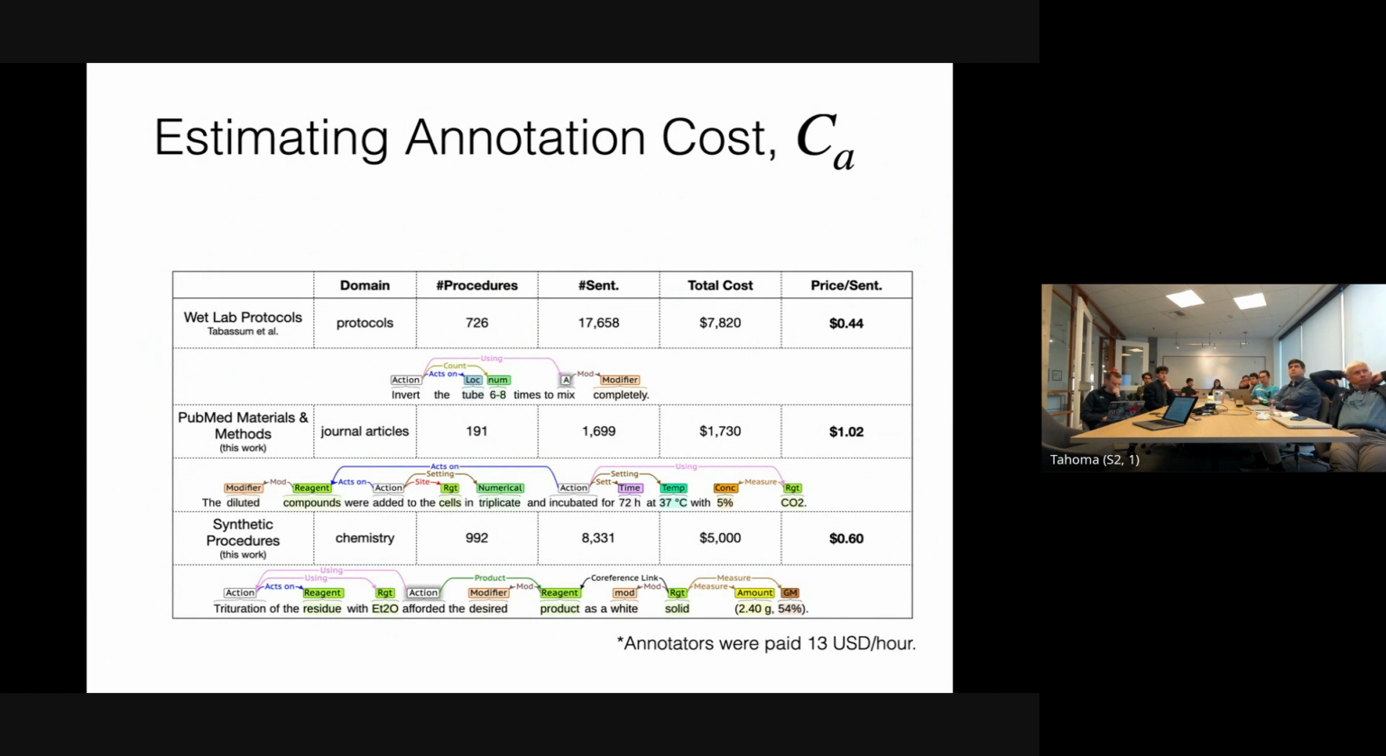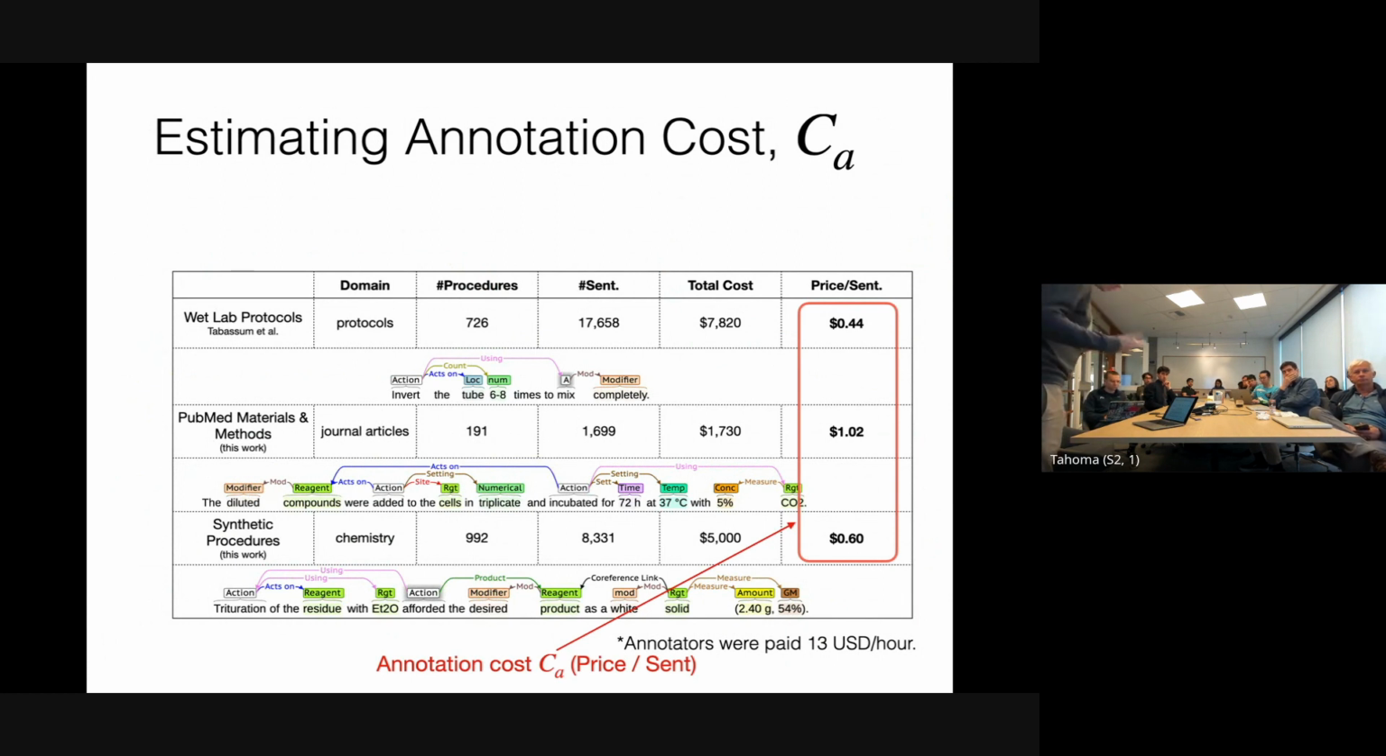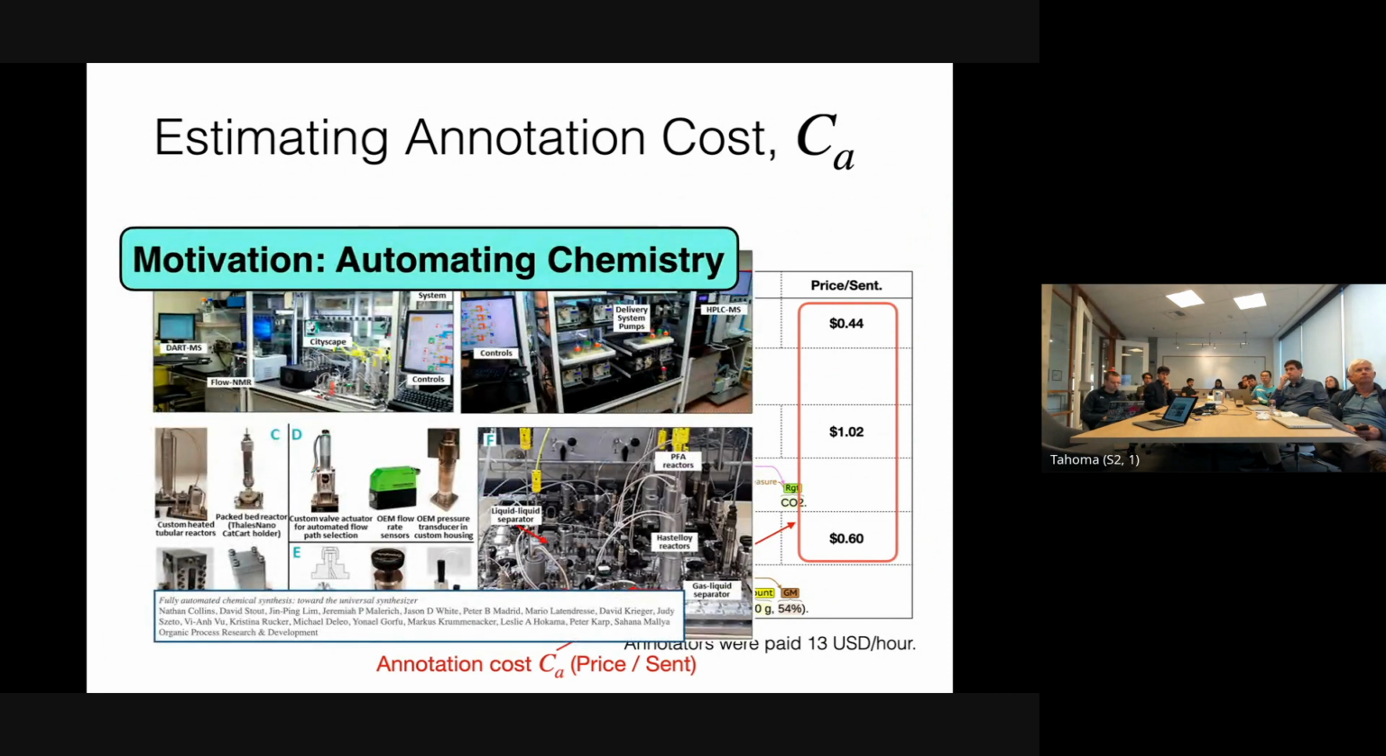And these have a more academic writing style. And then we also have a data set of synthetic procedures collected from patents. These are basically, how would you synthesize a particular compound? And for each of these, we annotated them with a bunch of entities and relations. You can see what the annotations look like. And then we have the estimate of the price per sentence to annotate for each of these different domains. Right? Okay, so you might be wondering, why are we so interested in these scientific procedures?